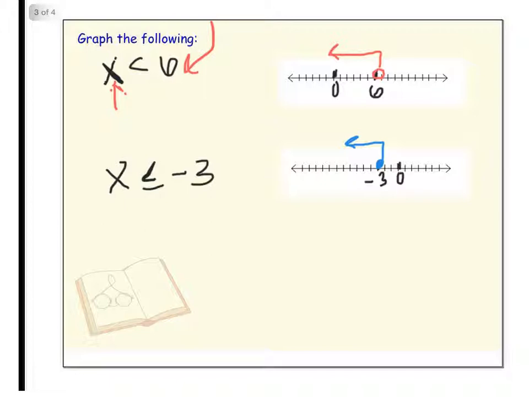If you're not sure, you can try numbers out. So like if I do negative 5 here, is negative 5 less than negative 3? Yes. Is 0 less than negative 3 if I was going to point my arrow to the right? No. So I'm correct in assuming my arrow should point to the left.